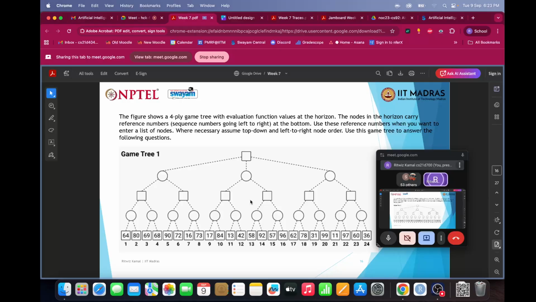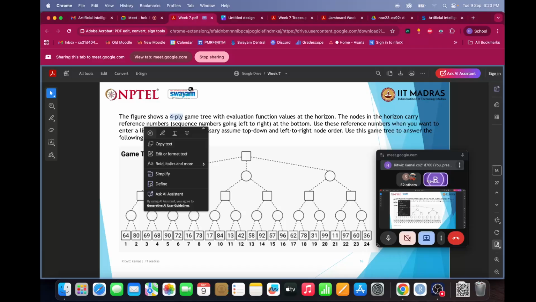It shows a 4-ply game tree. 4-ply essentially means you can think of it as a look ahead of up to 4 levels deep into the game. Again we are starting from Max's perspective, then we are waiting for one move, two moves, three moves, and finally till the n plus 1th level the tree is available for us to be able to construct the game tree. That's why it is a 4-ply game tree.